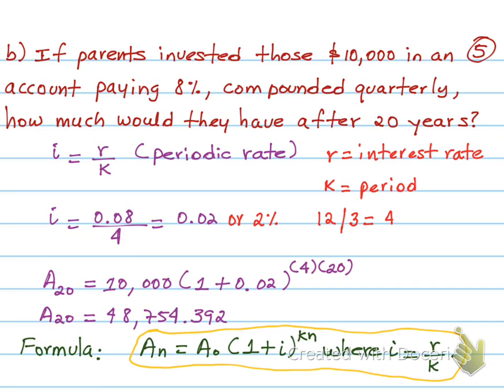Okay, we substitute these values into the formula and we get 10,000 times 1 plus 0.02 to the 4 times 20. Why? Because we are expressing the time and the periods in the correct way. We get this amount, that's 48,754.40.